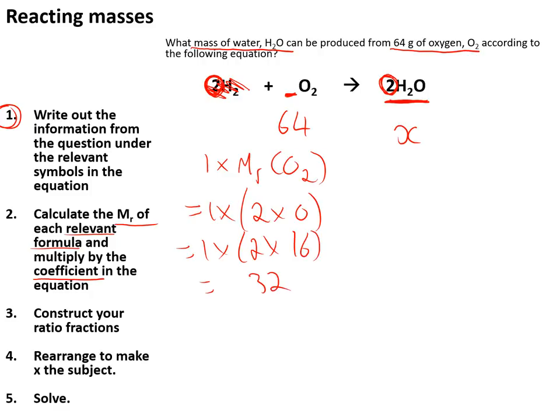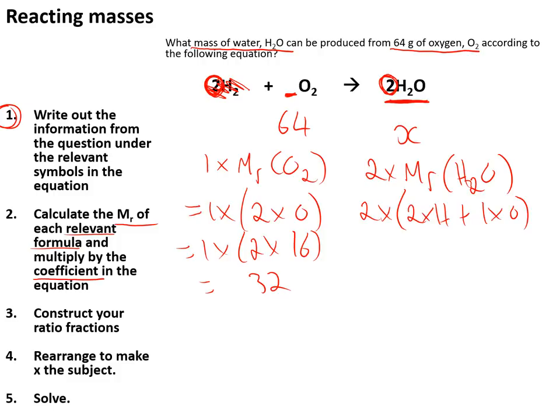Over here on the water side, we're going to want 2 lots of the MR of water. So 2 times the MR of H2O. If we actually work out that relative formula, water's got 2 hydrogens, so 2 times H, and 1 oxygen, 1 times O. So that is 2 times, hydrogen has a mass of 1, so 2 times 1. Oxygen has a mass of 16, so 1 times 16. So that ends up coming to 36.